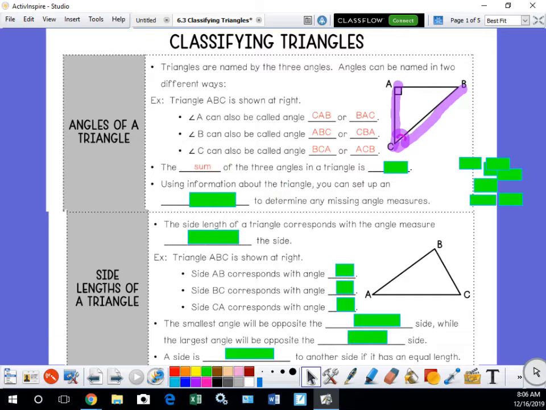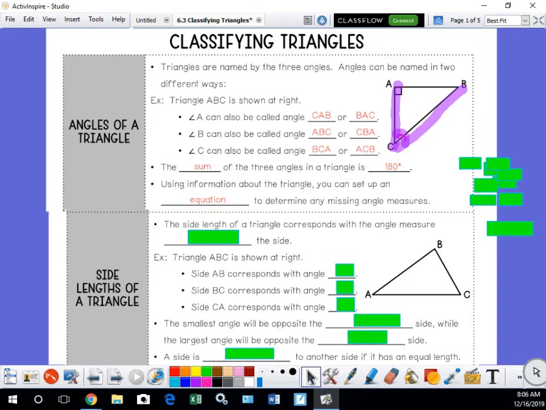All right, so the sum of all three of your angles in any triangle is going to add up to be 180 degrees. It's going to be very important in this lesson in finding missing angles. Let's make sure you have that in there and that makes sense to you. So sum means adding them up. So if you know some angles in a triangle, you can find missing ones because they should all add up to 180 degrees. And then lastly here, using information about the triangle, you can set up an equation to determine any missing angles, and we'll do that a lot in this lesson today.